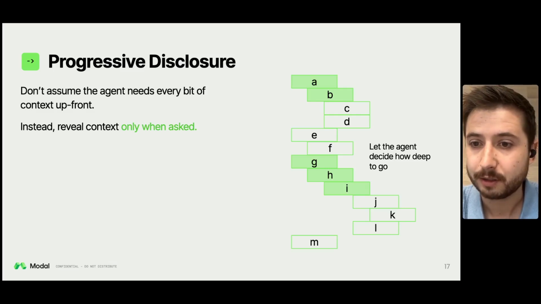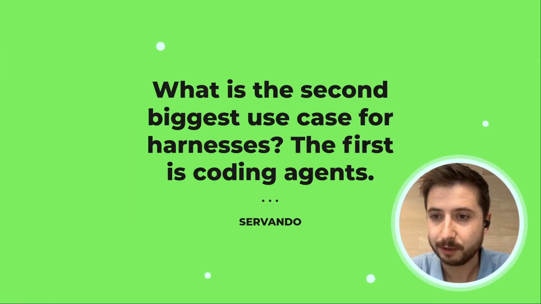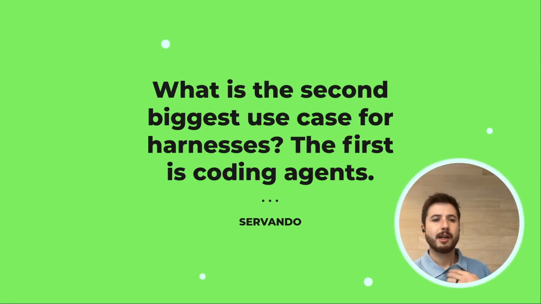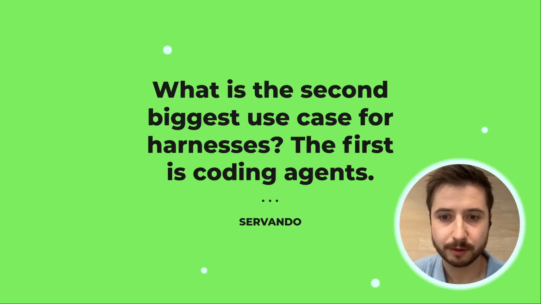Let's see. Quick Q&A. Any questions come in? What's the second biggest use case for harnesses versus coding agents? I mean, coding agents, I feel like, is the obvious one because we as engineers are exposed to them.